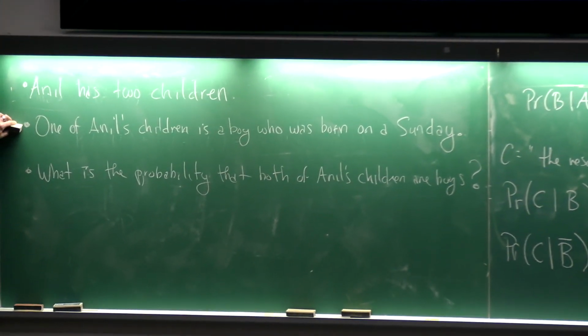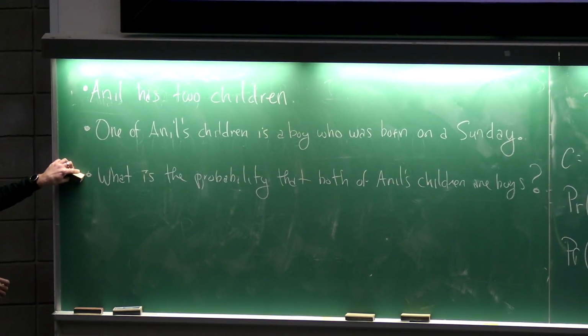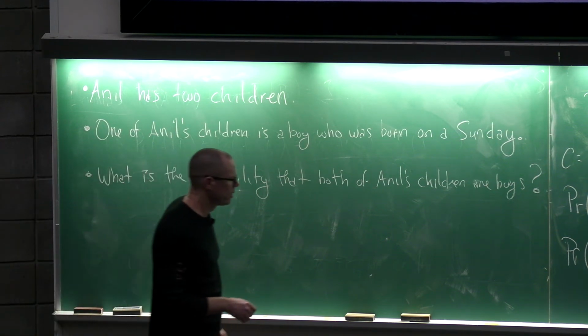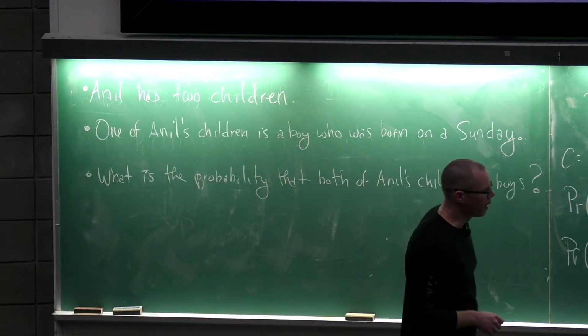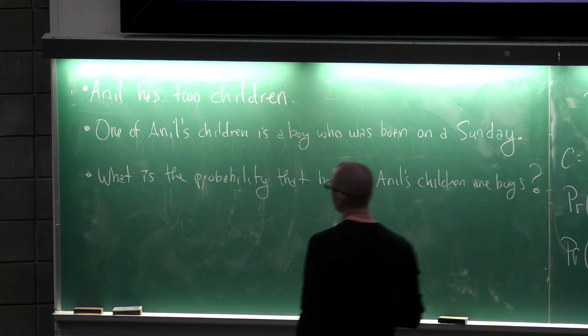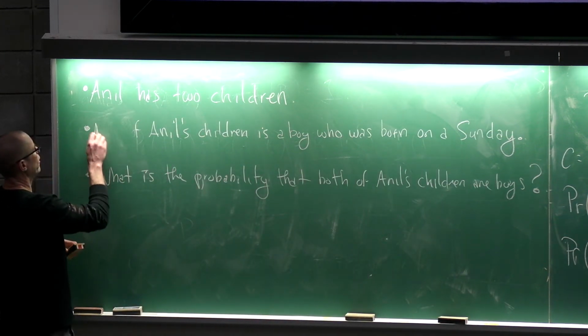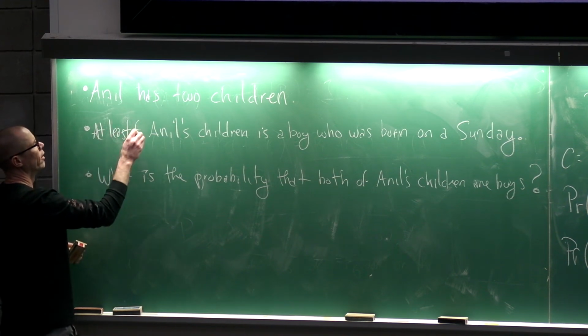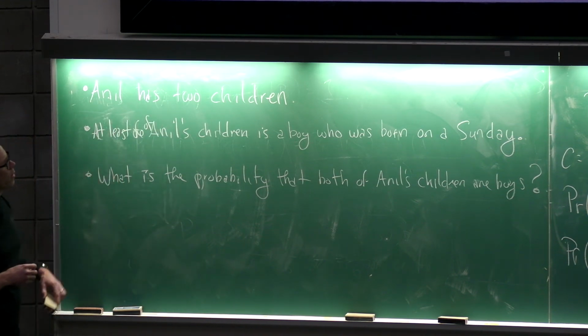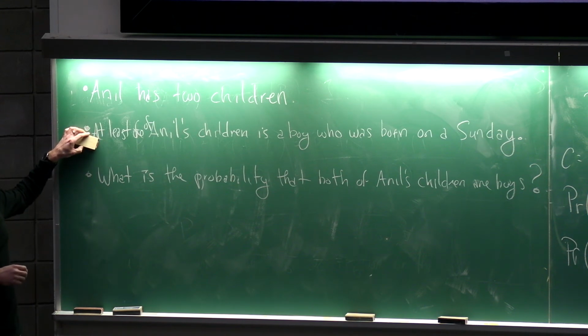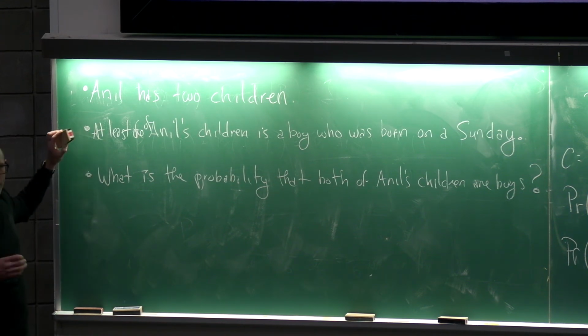Anil has 2 children. One of Anil's children is a boy who was born on a Sunday. What's the probability that both his children are boys? Half. Half? No, it's not a half. I mean, this must be the same thing, right? Well, over there's at least one. Oh, sorry, at least one. Same statement. At least one. So everything reads the same except for that was born on a Sunday.